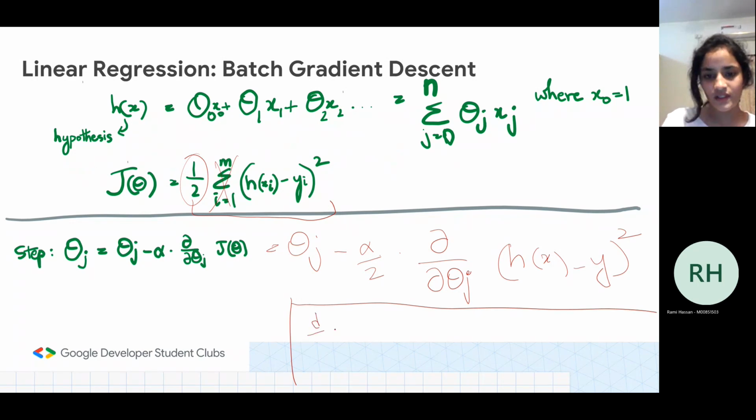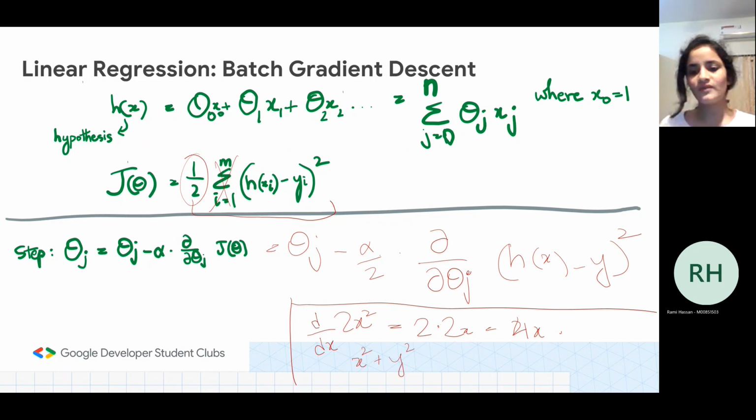Normal derivation is like d of dx, right? Here it's with respect to theta j, but I'll just write x when explaining it. So suppose I have 2x squared, right? You take the coefficient out, you apply the derivative formula on x squared, it becomes 2x, and then we end up with 4x, right? This is normal simple derivation. Now, suppose my equation was something like x squared plus y squared. Then you'll have to derivate y, but you'll have to multiply it with dy by dx, right?